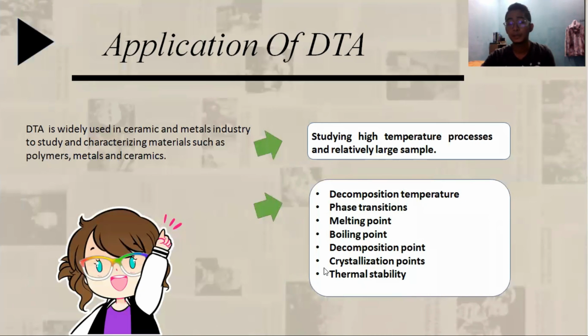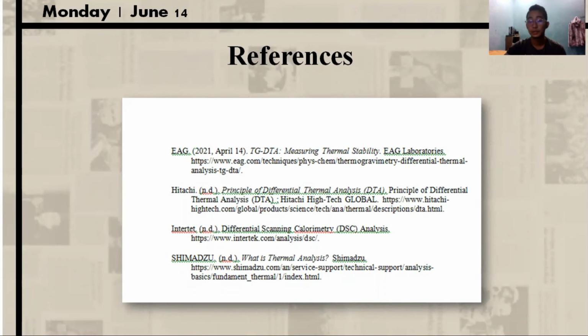information. Application of DTA. DTA is widely used in the ceramic and metals industries to study and characterize materials such as polymers, metals, and ceramics. This technique is usually used to study high temperature processes and relatively large samples. And for samples, this technique can determine the decomposition temperature, phase transitions, melting point, boiling point, crystallization points, and thermal stability. These are the references that we use.